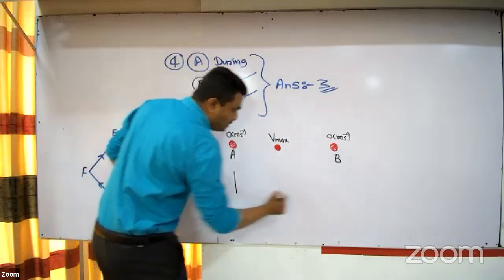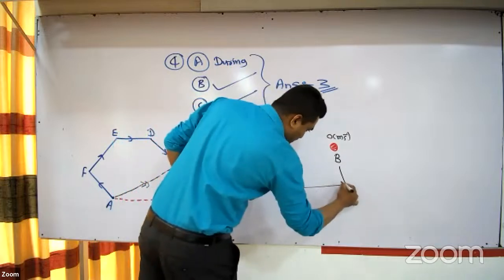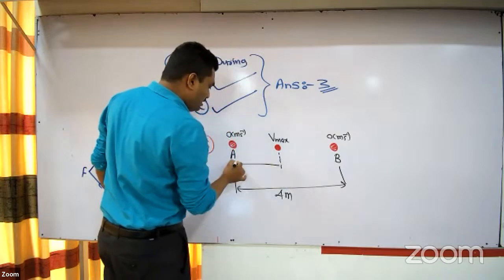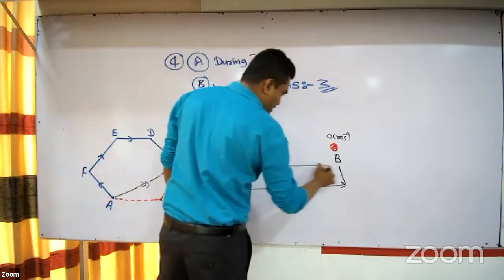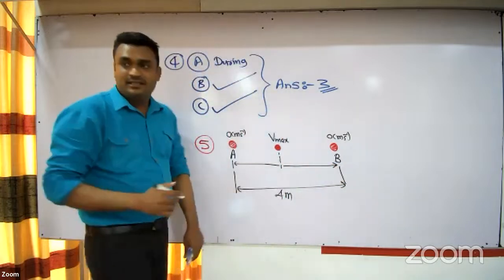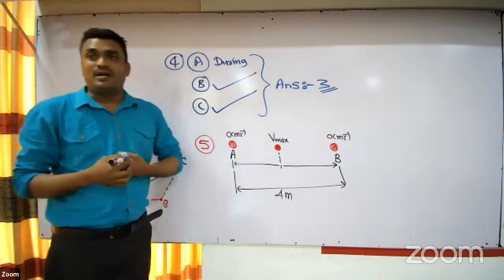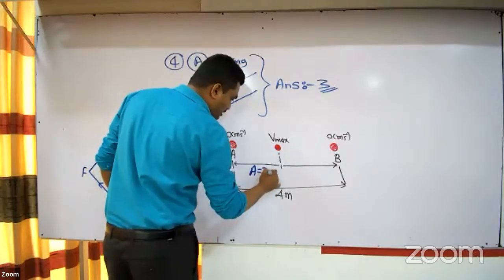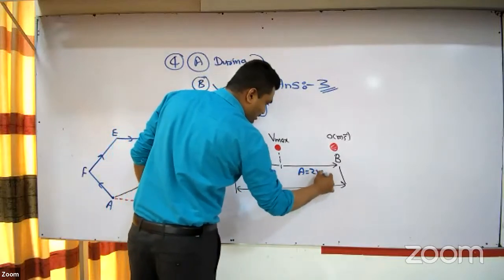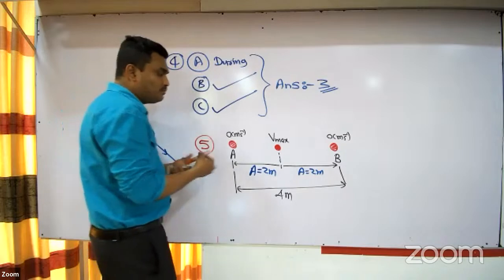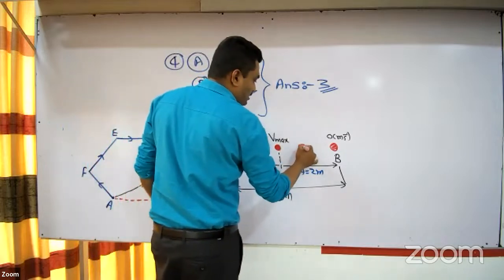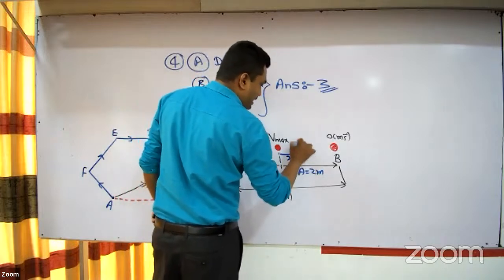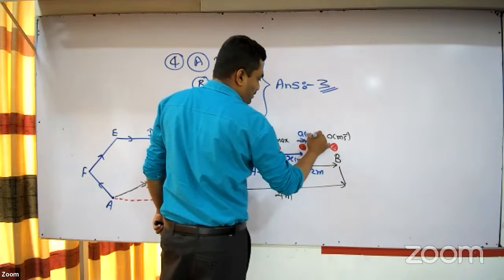They have given the distance between A and B as 4 meters. Therefore, what should be the distance between the mean position and A, and between the mean position and B? If this is 4 meters, this should be 2 meters each. So what is the amplitude of this motion? The amplitude of this motion is 2 meters. In any simple harmonic motion, we mark another point and we mark the velocity, the displacement x in meters, and the acceleration a in meters per square second.